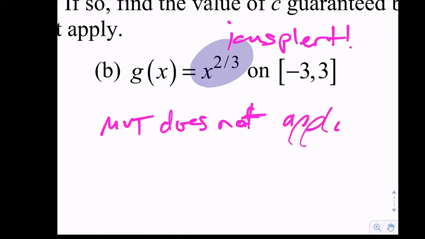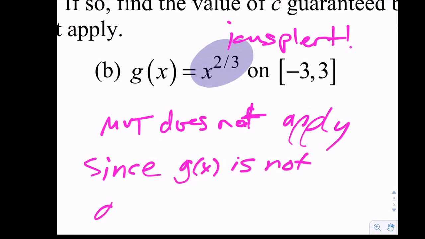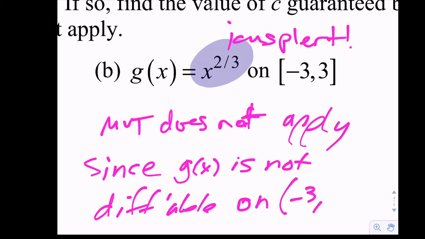Does not apply since g of x is not differentiable. That's a big word. We'll abbreviate it as diffable on the open interval from -3 to 3. And of course, that's also one of your new parent functions, right? X to the 2/3. Which one is that? That's the cusp. That's the bird graph, right? That's the absolute value of x graph that stood out in the rain. It was like wilting.